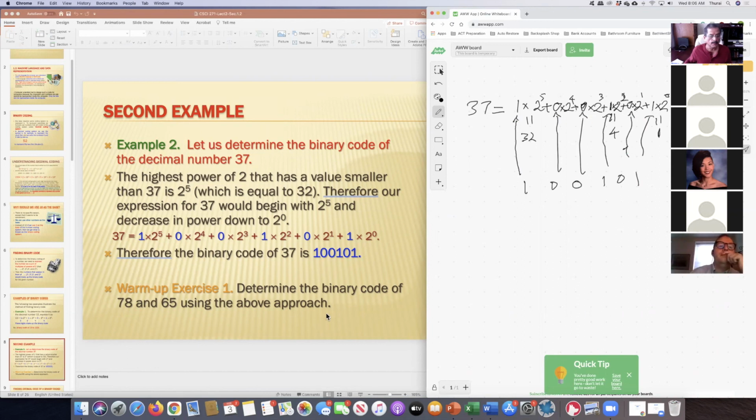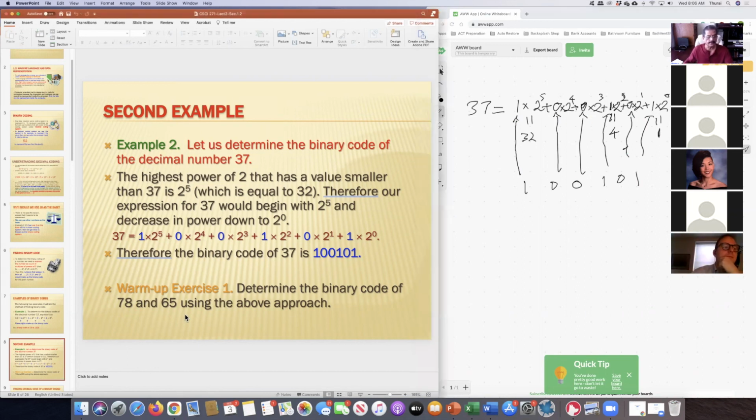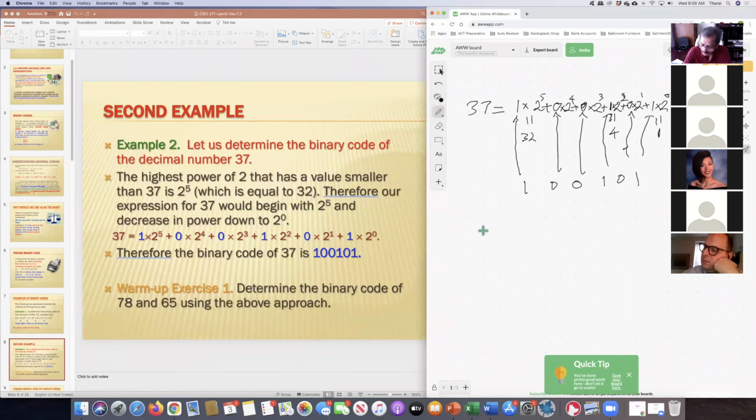So I hope you tried 78 and 65. So can anybody tell me the code for 78? You're supposed to do it at home. Yes, give me a second. Nobody has it? It's 1001110.